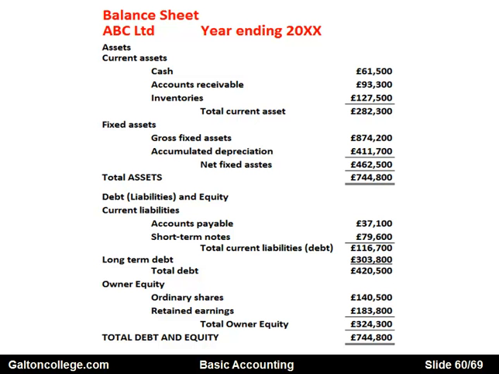So if we go through the assets, we have current assets, which would be cash, accounts receivable and inventories, giving us our current assets, which in this case is £282,300. I'm going to put the cursor onto the screen.